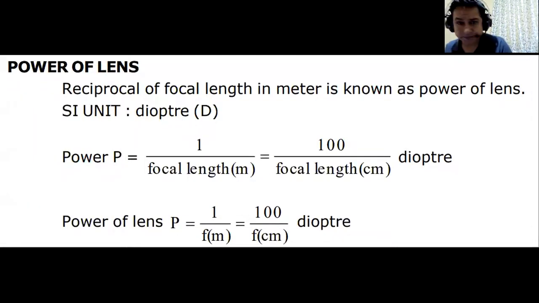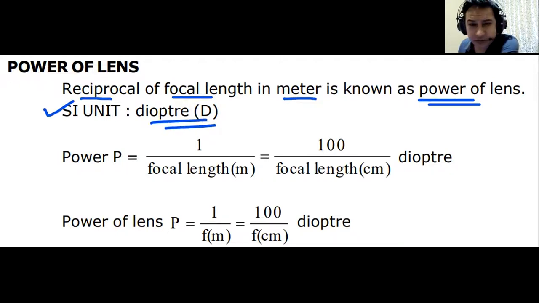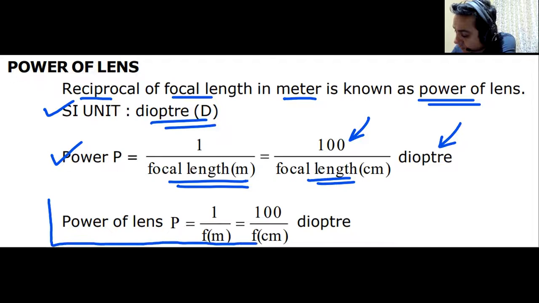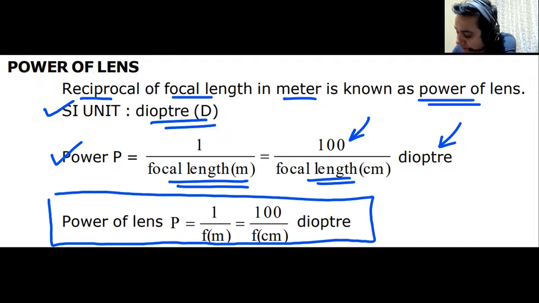Before moving on to the next point, I would just like to elaborate this again. What is the power of a lens? The reciprocal of the focal length is known as the power of a lens. The SI unit is diopter. Power is 1 by focal length in meter. It has to be in meter. If it is in centimeter, it will be 100 upon focal length in centimeter. That will give me the power of a lens in diopter. Do we all remember this? Do we all understand this? This is the power of a lens.